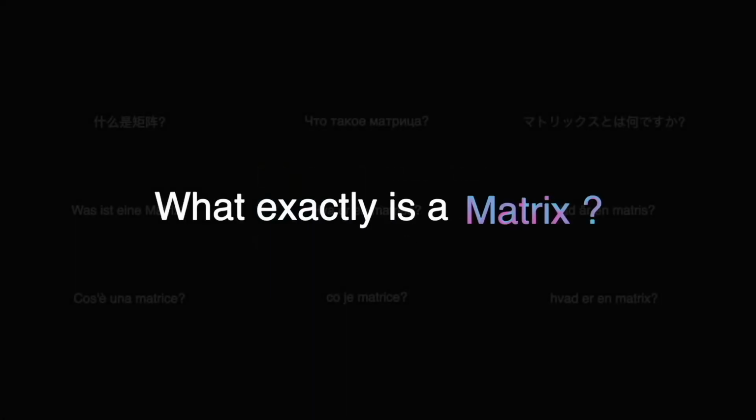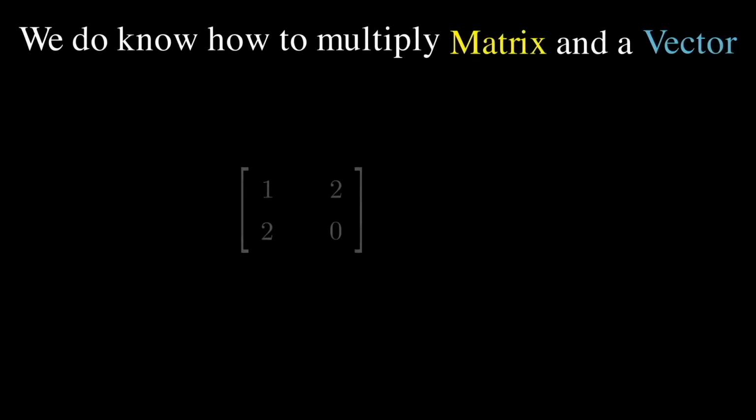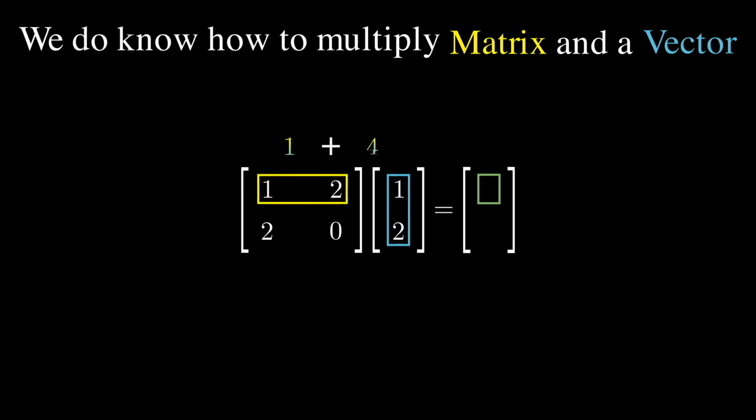What exactly is a matrix? Some say it's just a box of numbers, a collection of vectors, a mathematical object, a linear transformation, a function. Perhaps no one knows the answer. But we do know how to multiply a matrix and a vector. For example, multiplying this matrix with vector (1, 2), what we get is a vector (5, 2).